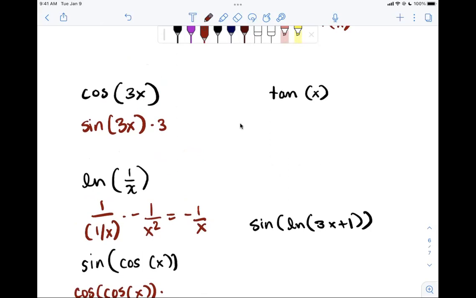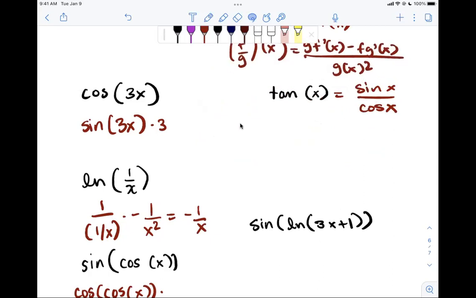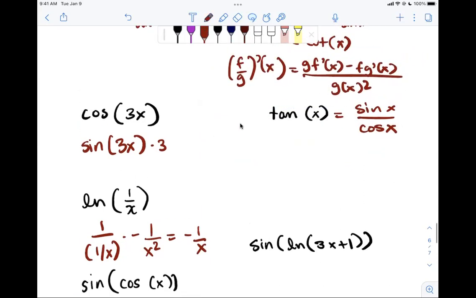So tangent of x is sine x over cosine x. For this one, we actually have to use the quotient rule, which I've mentioned once before. This tells us that (f over g) prime of x equals g times f prime of x minus f times g prime of x, over g of x squared. So in this case, the derivative of tan x is going to be cosine x times the derivative of sine x.